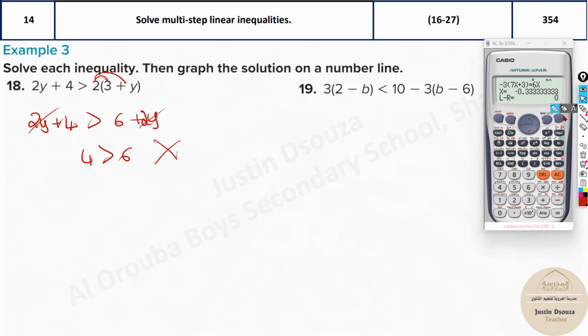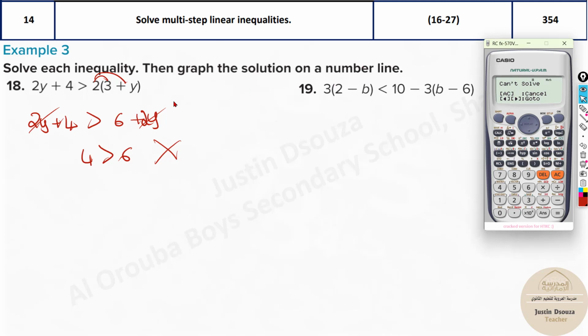Now, let's try this in the calculator. Let's type this: 2y plus 4 equals 2 times 3 plus y, that is alpha x. Close the bracket, shift and solve. Here you will not get any answer. You might get a math error, or over here it shows console. I'm not sure what you might get. You might get a math error.